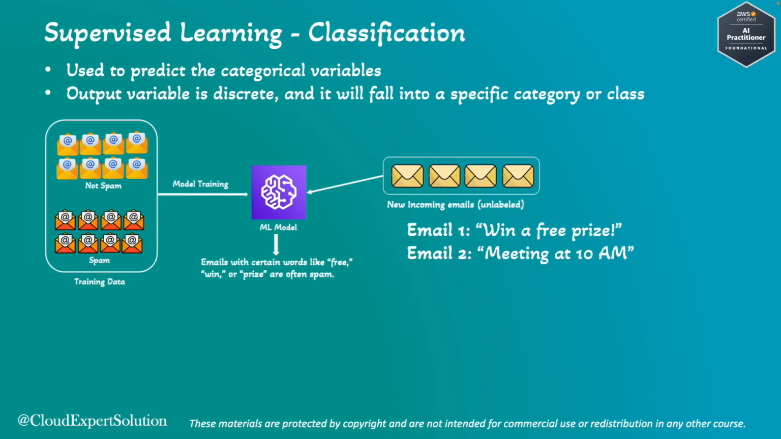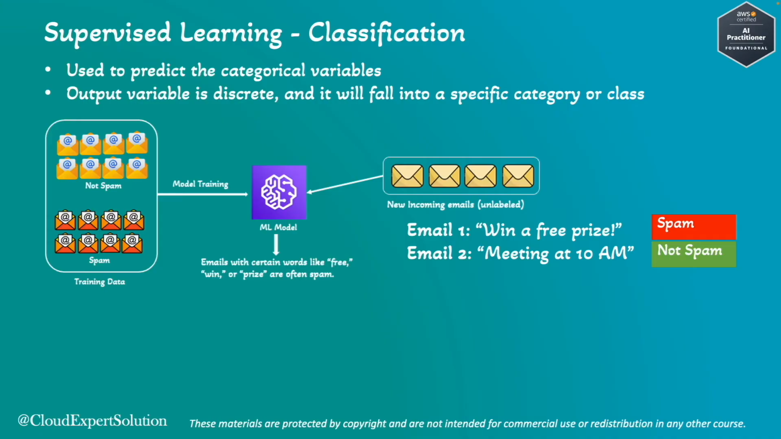Let's assume we have two new emails, email 1 with the subject line "win a free prize" and email 2 with the subject line "meeting at 10 a.m." Now, once the model is trained, it can correctly classify email 1 as spam and email 2 as not spam. One point we'd like to highlight: the outcome should always be discrete, or a specific category. That means the email can be classified either as spam or not spam.